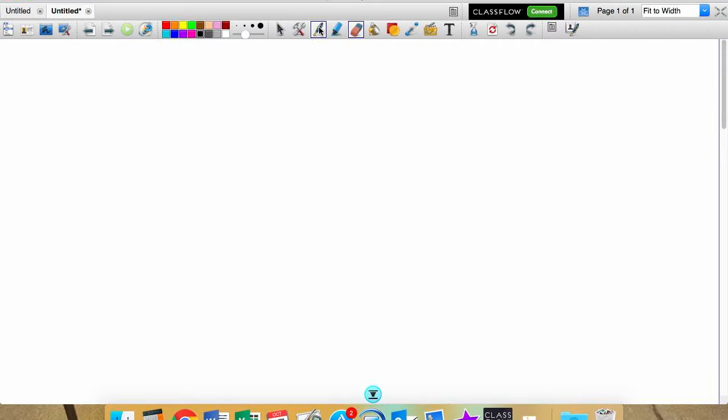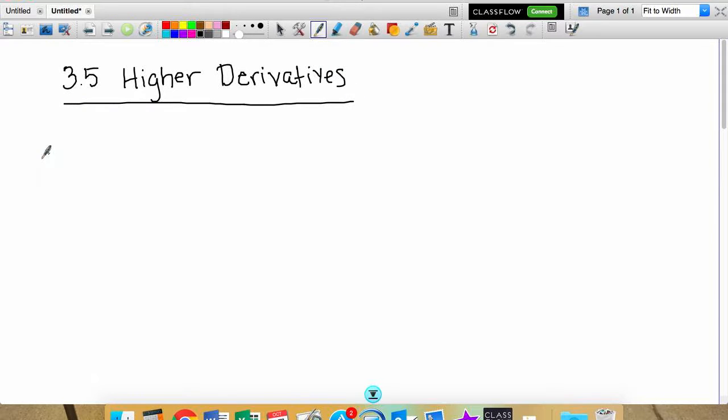Today's notes on 3.5 are about higher order derivatives. We start with some notation, starting with the second derivative. Our first derivative we call f prime, so it makes sense that our second derivative we're going to refer to as f double prime. Notice all I've done is add one more tick mark.